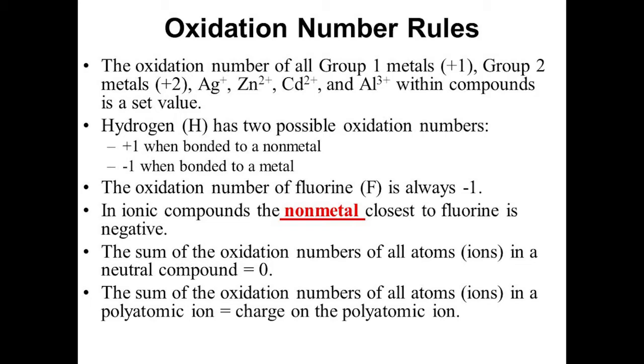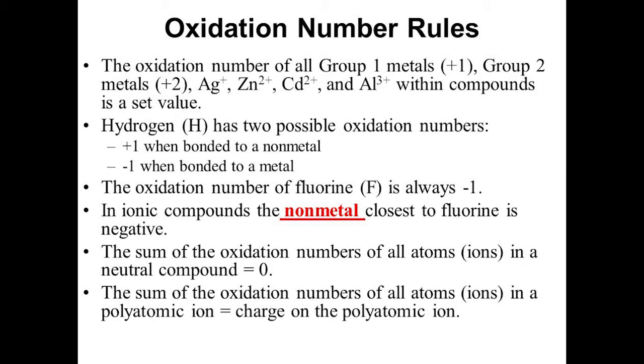Moving on, understand that hydrogen can have two set values. Hydrogen can be either +1 or -1, and that just depends on what is actually bonded to the hydrogen. So if hydrogen is bonded to a metal such as potassium, it's going to assume the oxidation state of -1, whereas if it's bonded to a nonmetal, it's going to assume the oxidation state of +1.